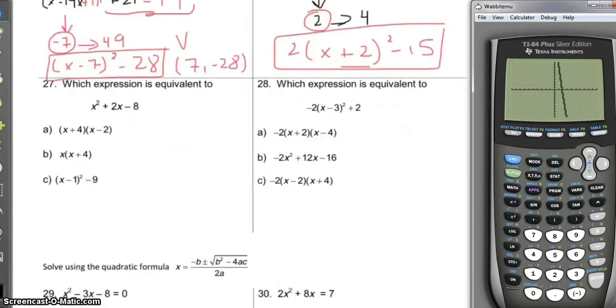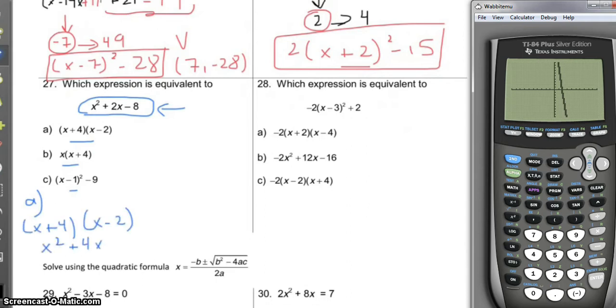Now let's move on to number 27 and 28. Which expression is equivalent to x squared plus 2x minus 8? What you can do is FOIL these and see which one will give you the equation that they started with. Let me start with A. So x plus 4 into x minus 2, so FOIL it. You're going to get x squared plus 4x minus 2x minus 8. 4x and minus 2x is going to be 2x. So basically it's x squared plus 2x minus 8. It is the equation that they gave you, so A is your answer.